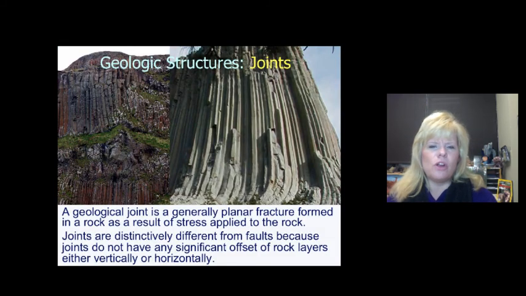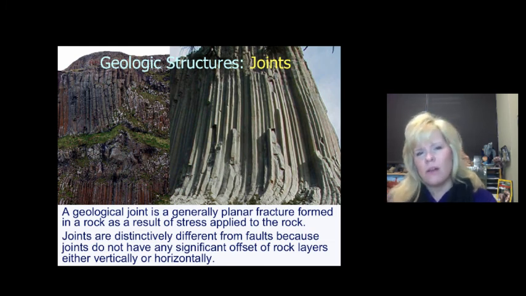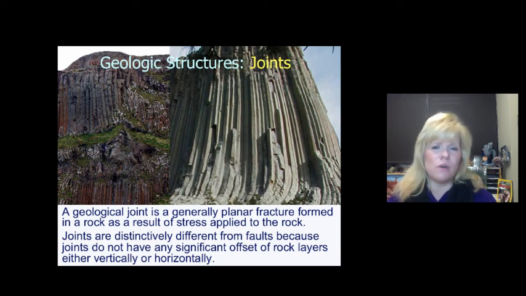So here's some more columnar joints, and basically a joint is a planar fracture that's formed in a rock as a result of some specific type of stress. That stress could be shearing, it could be compression, it could be tension, but they're distinctively different from a fault because there's been no movement of the rock blocks relative to one another. As soon as a joint does that, it graduates from joint status to fault status.